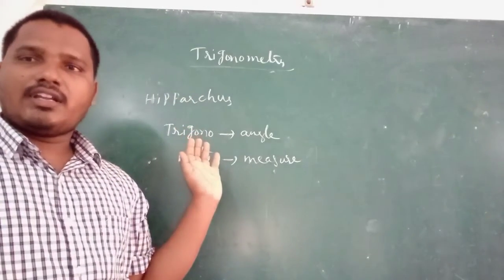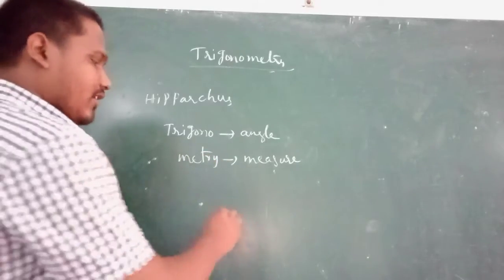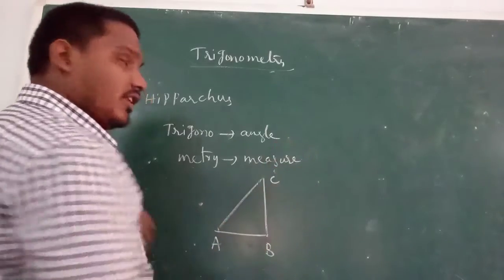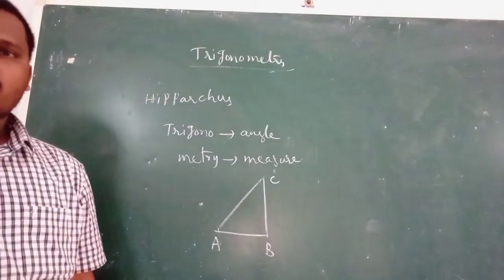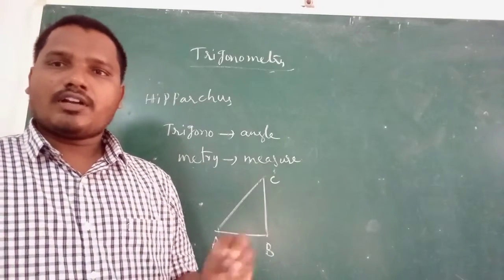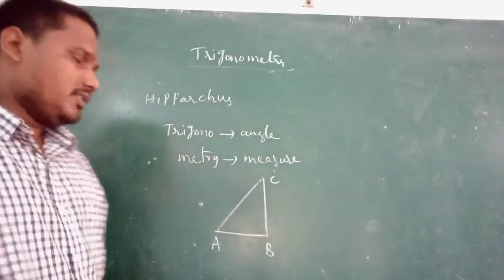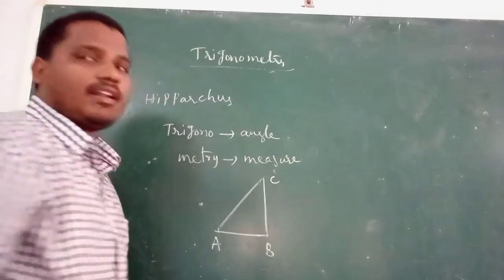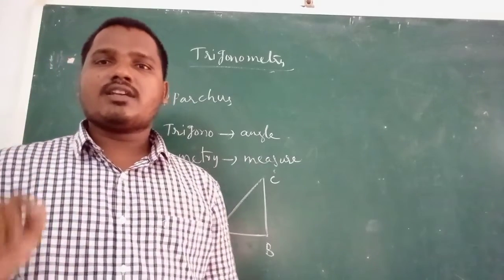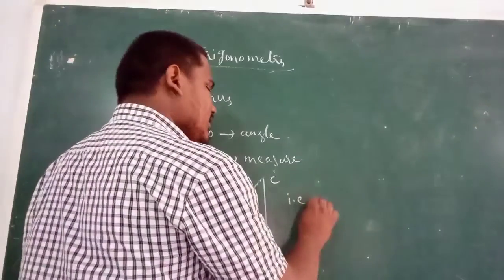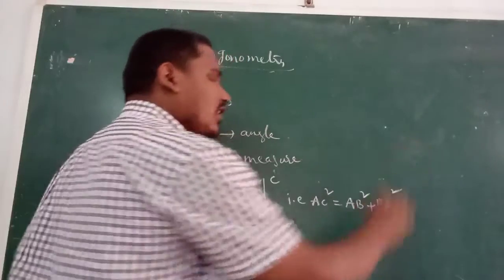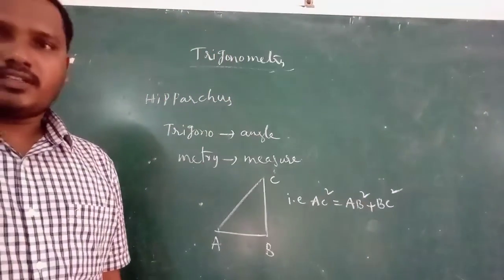Trigonometry is applicable only for a right angle triangle. Already we know that in a right angle triangle we apply the Pythagoras theorem. What is the Pythagoras theorem? In a right angle triangle, the square of the hypotenuse is equal to the sum of the squares of the other two sides. That is, AC square is equal to AB square plus BC square. This is the formula for the Pythagoras theorem.